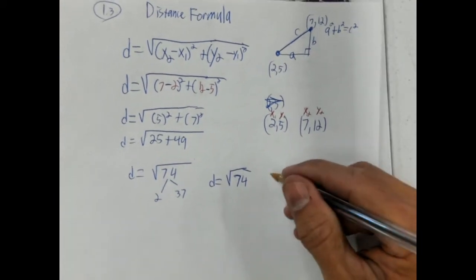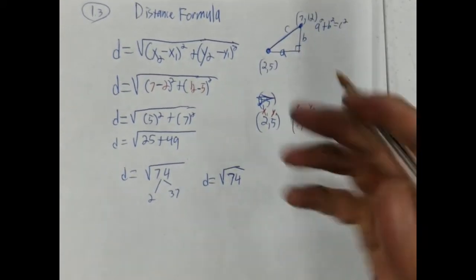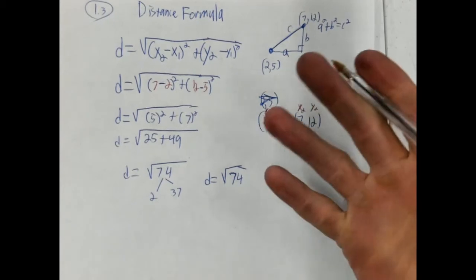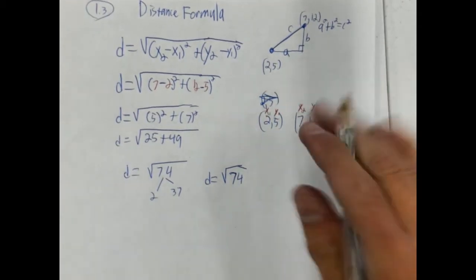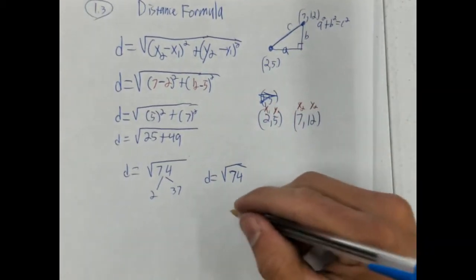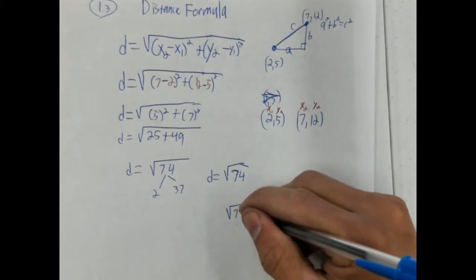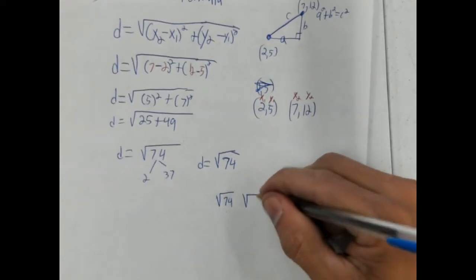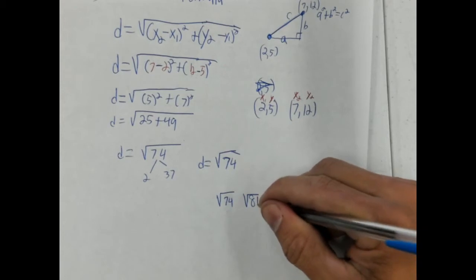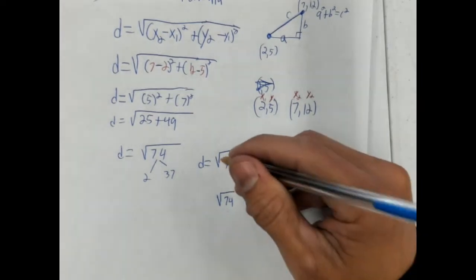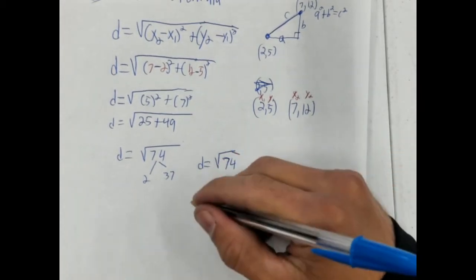If we wanted to estimate that, let's say we wanted to calculate what integer it's close to. We know that radical 74 lies between radical 81 and radical, let's see what's 9, so radical 64.